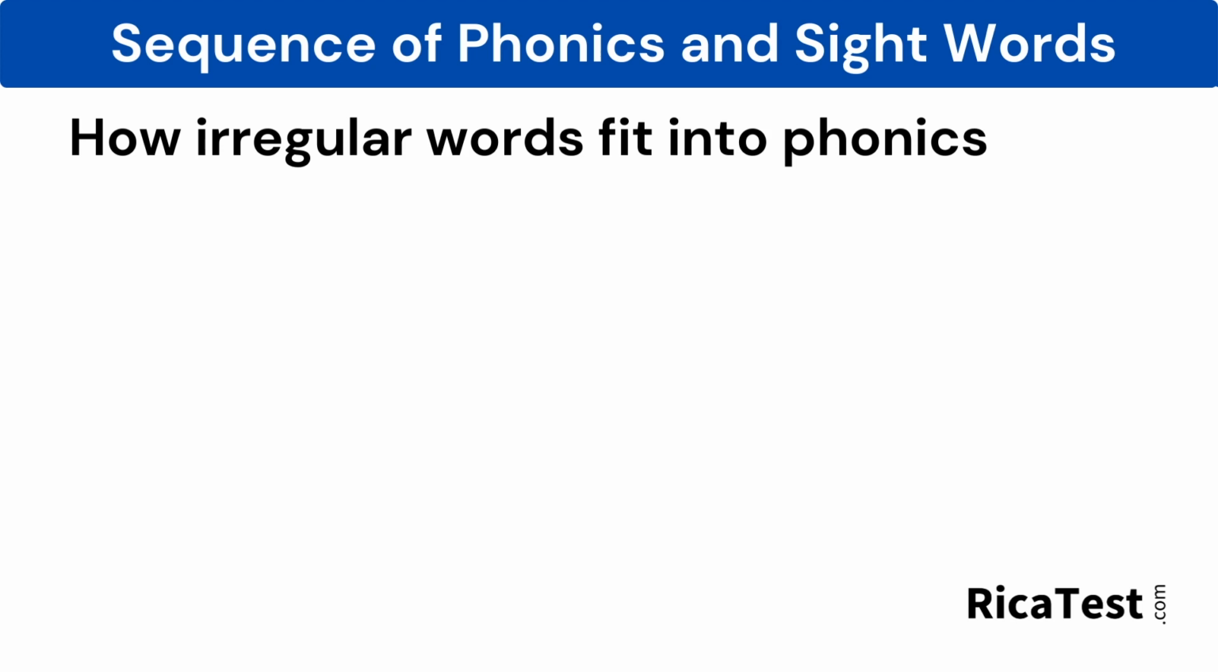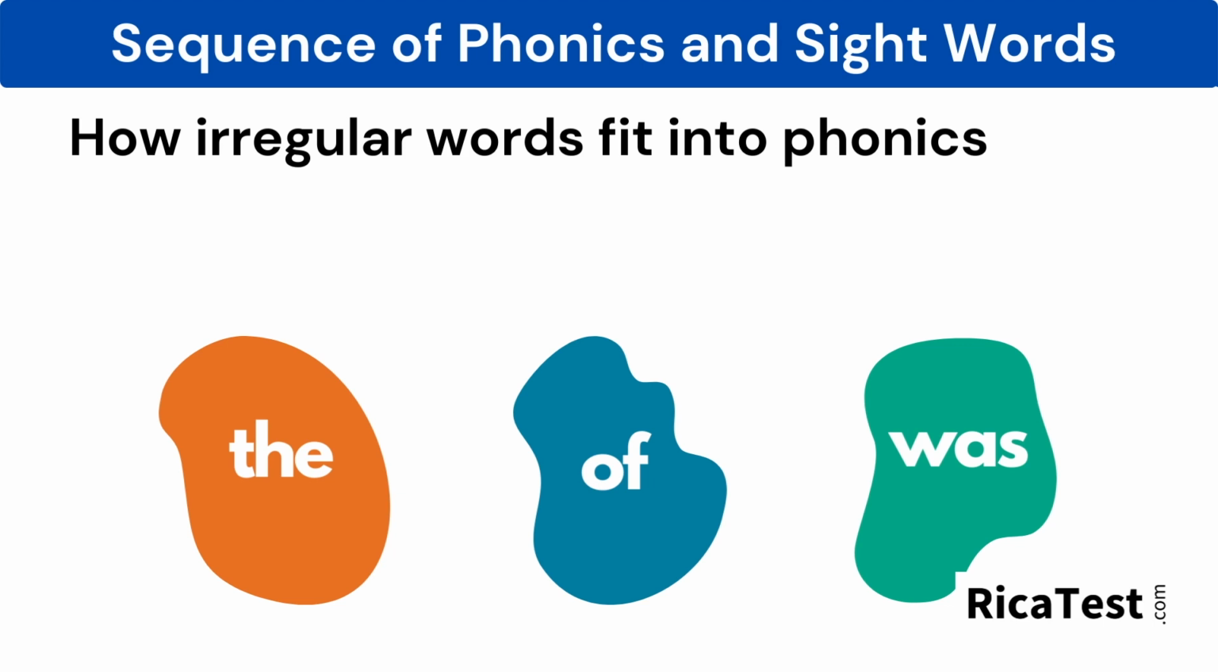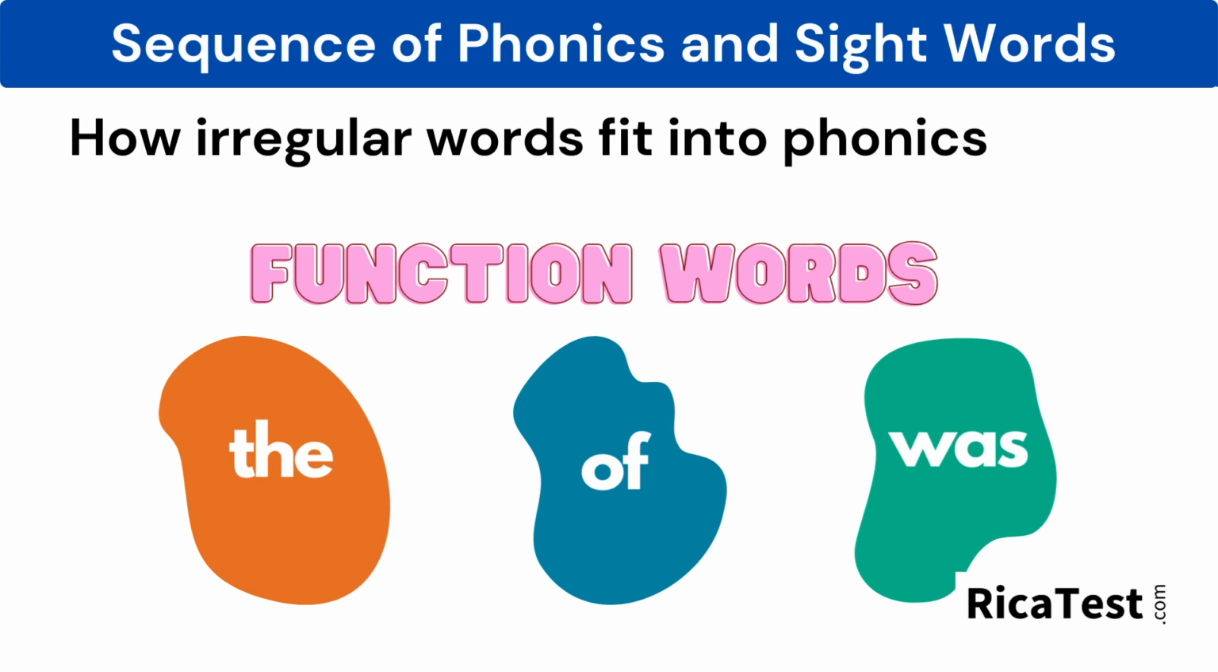The English language is unique in that the rules of language are often broken, meaning there are plenty of exceptions to our language rules. For this reason, we teach sight words, which are the words that students are taught to memorize as whole units. The majority of these irregular words are placed in a category called function words, because by themselves they don't carry meaning. Examples include the, of, and was, but there are many others too.